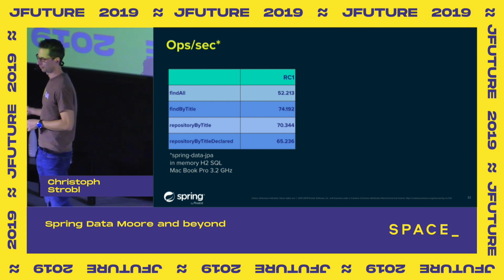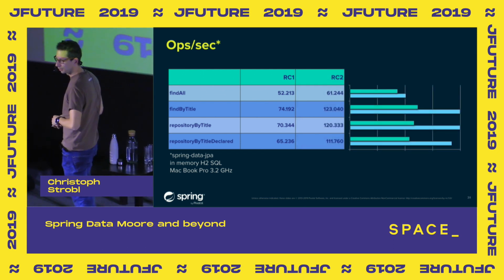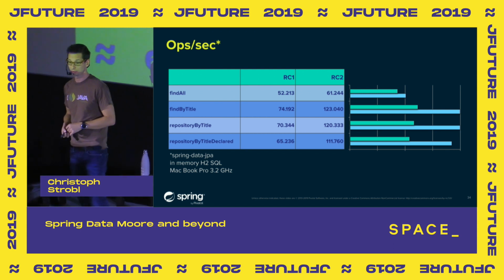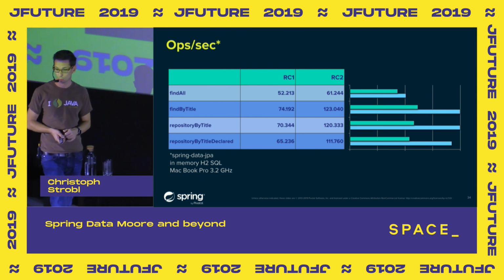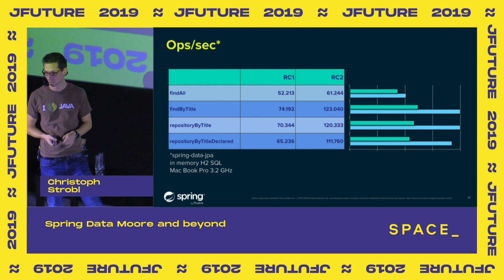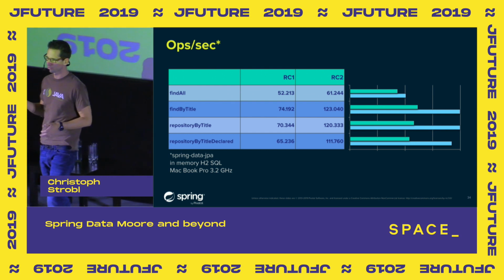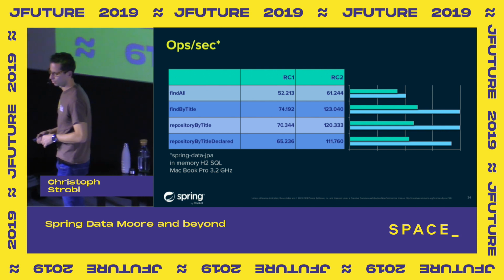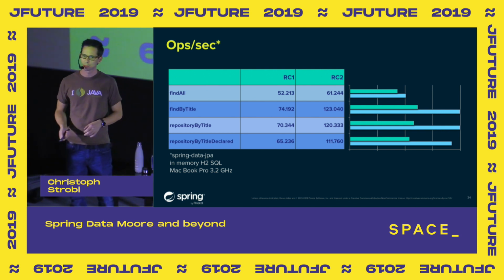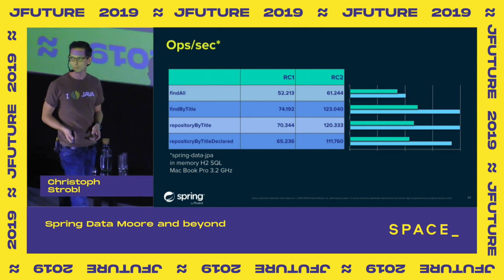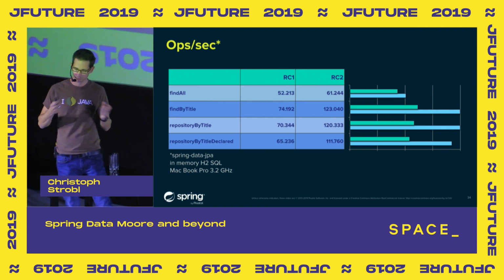Fair enough. So we compared it to RC2, and you can see there is quite some increase in there, especially when it comes to find by title. It's almost double the number. It's about 60% in this case. So it definitely was worth the effort that we put in there, because the numbers are great now.